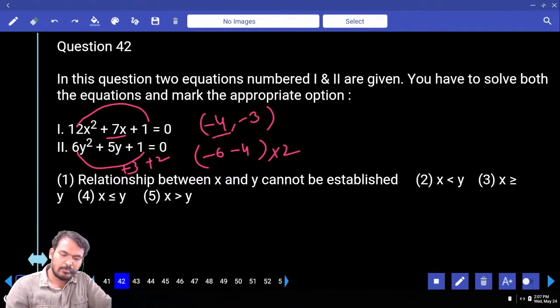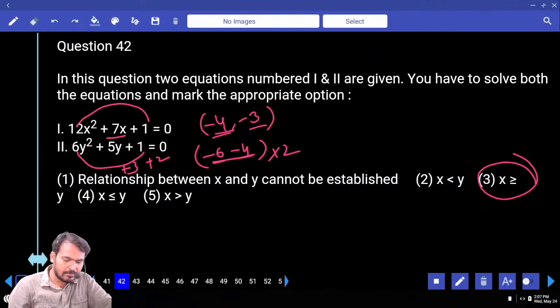First minus 4 compared to minus 6. Greater. Minus 4 minus 4 equal. Minus 3 compared to these two values. Greater. What is the answer? X greater than or equal to y.